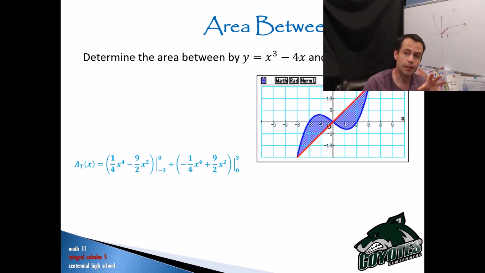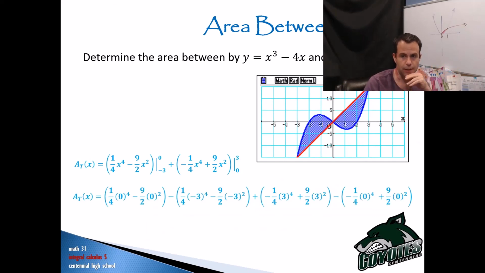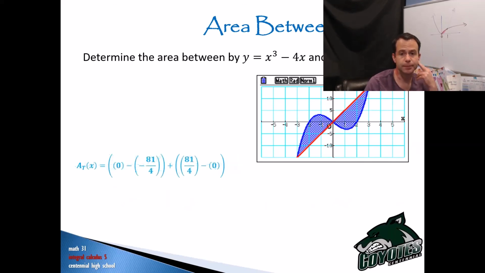My font got small there because that was a long thing. I couldn't fit it all in. But this is exactly what I just said, right? I plugged in 0, I plugged in -3, and I subtract them. Then for the other one, I plug in 3, I plug in 0, and I subtract them, just like we did in lesson 4. Now I'm just starting to clean this up. And as far as numbers go, I end up with 0 minus -81/4 plus 81/4 minus 0, which is 81/4 plus 81/4. The total area is 81 over 2.